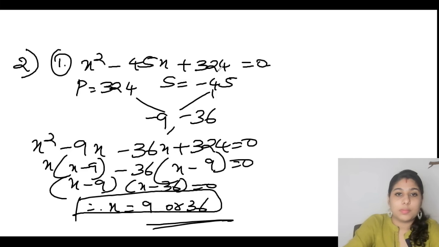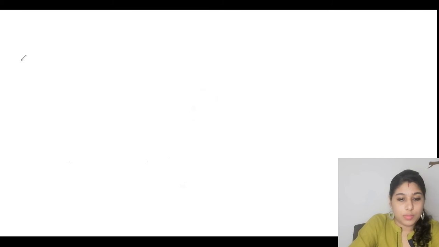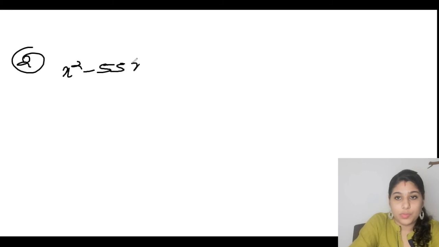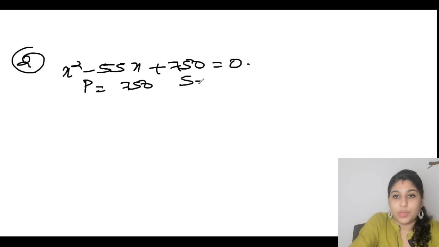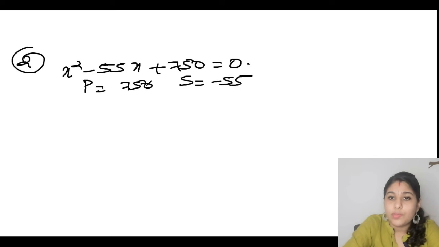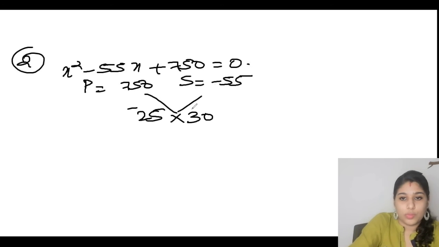Next question, x² - 55x + 750 = 0. The product should be 750 and the sum should be -55. By this only we can understand. Okay, 25 into 3, that is 75, 25 plus 30. So by this we can understand that 25 and 30, the product can be 750 and the sum should be negative, so -25 and -30.